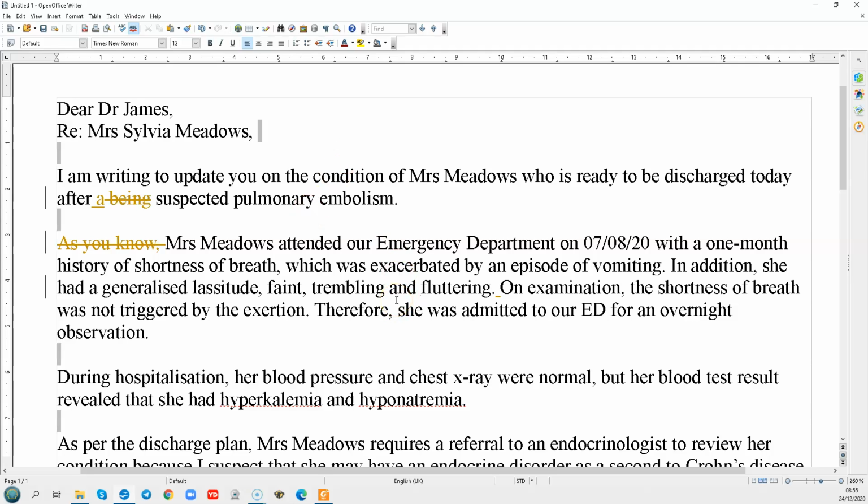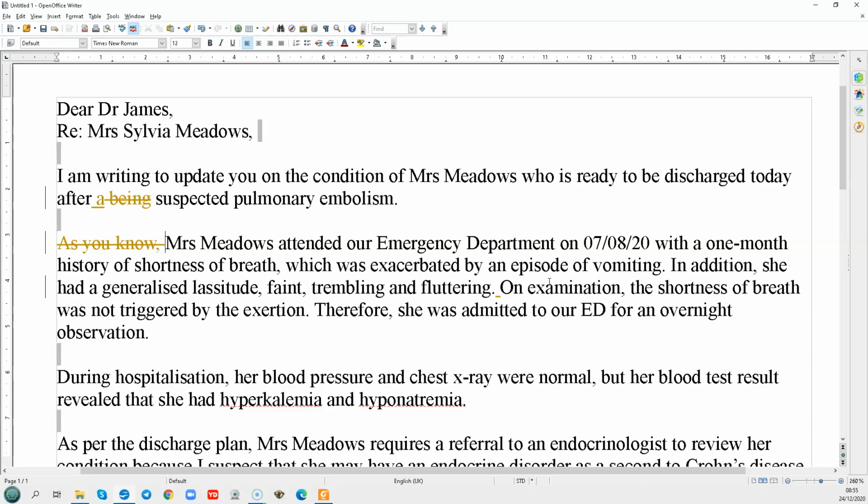Now, "Mrs. Meadows attended." Now, did she attend or was she admitted? Did she come in? So this reads to me like she came in on her own. She attended, or you could say presented. She presented to the emergency department, but here attended will do. "With a 1-month history of shortness of breath exacerbated by an episode of vomiting. In addition," you don't really need this "in addition." You can put all the symptoms in a single sentence.